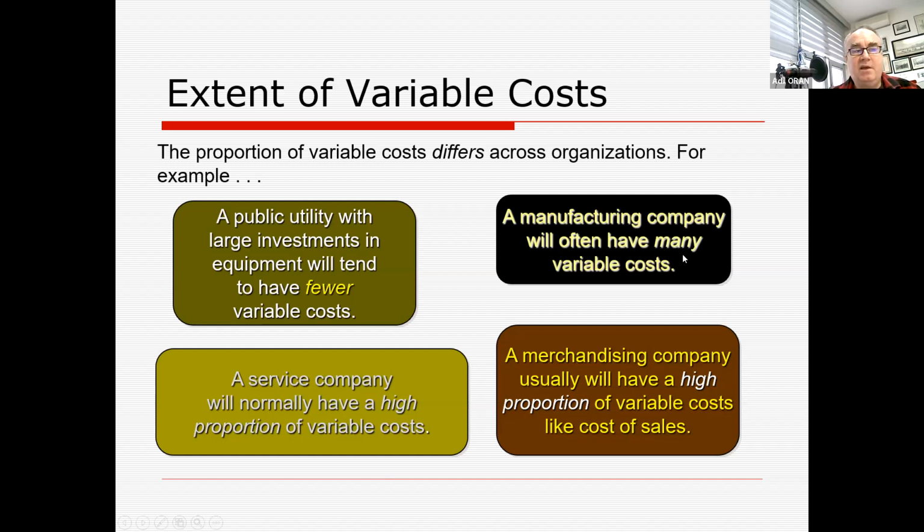Whereas a manufacturing company will have both fixed and variable costs. Large manufacturing companies like an auto producer, which produces in a huge factory, will tend to have more fixed costs, because of that factory, its depreciation, its rent, and so on, will make up a big proportion of your total expenditures.